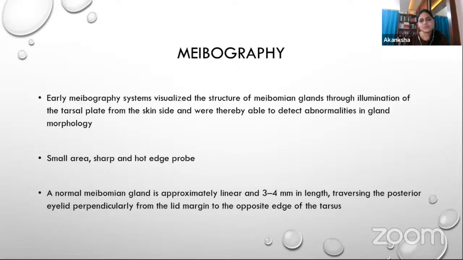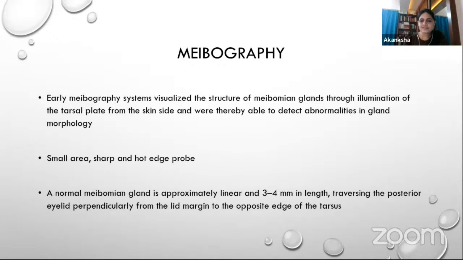Earlier, the Meibography systems used to visualize these glands through illumination of the tarsal plate from the skin side, and that is how they were detecting abnormalities in the gland morphology. However, the disadvantage was that it used to see only a small area, and the probe that was used was sharp and had a hot edge, and therefore arose the need for non-contact Meibography.